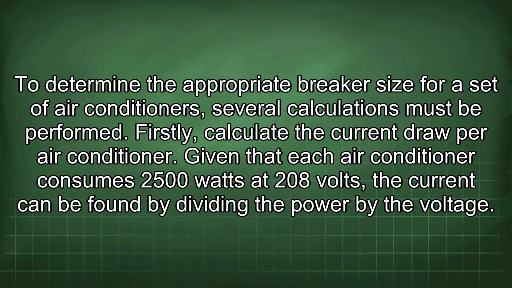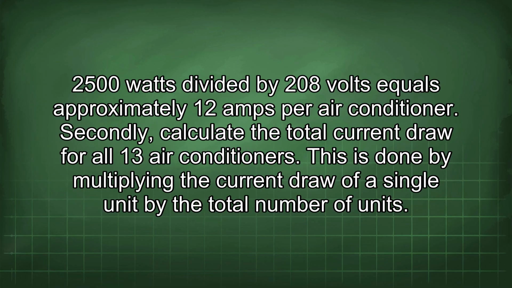To determine the appropriate breaker size for a set of air conditioners, several calculations must be performed. Firstly, calculate the current draw per air conditioner. Given that each air conditioner consumes 2500 watts at 208 volts, the current can be found by dividing the power by the voltage. 2500 watts divided by 208 volts equals approximately 12 amps per air conditioner.